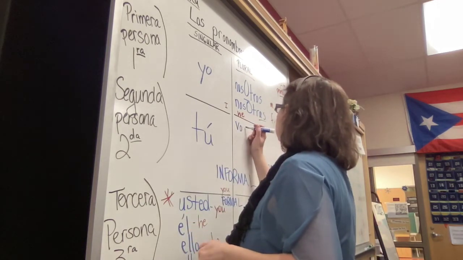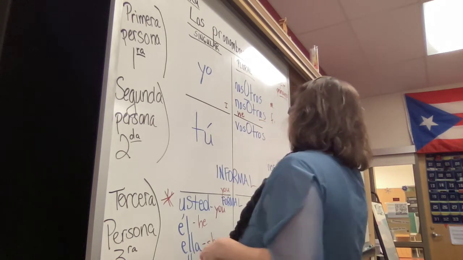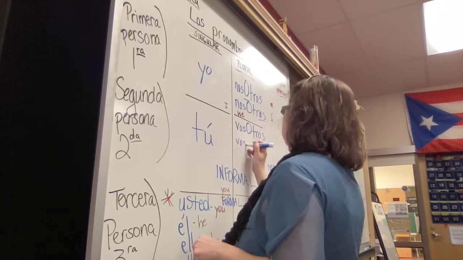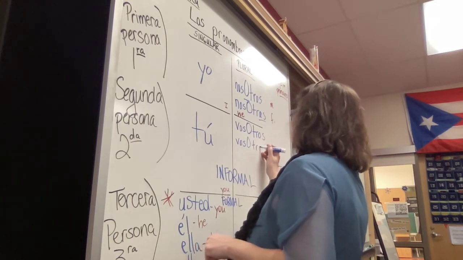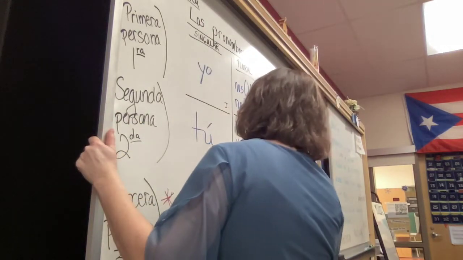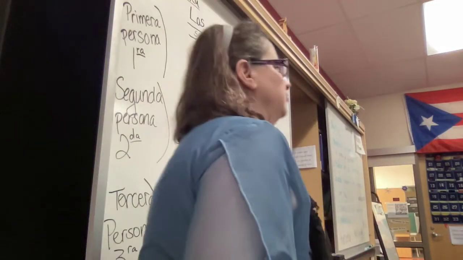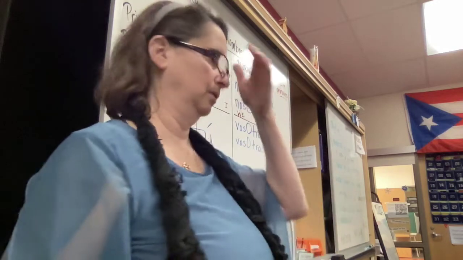Now, the next one rhymes with nosotros. We have vosotros, and so therefore we also have the feminine, vosotras. Now, segunda persona is always you. Okay? You is always second person, at least the informal you.